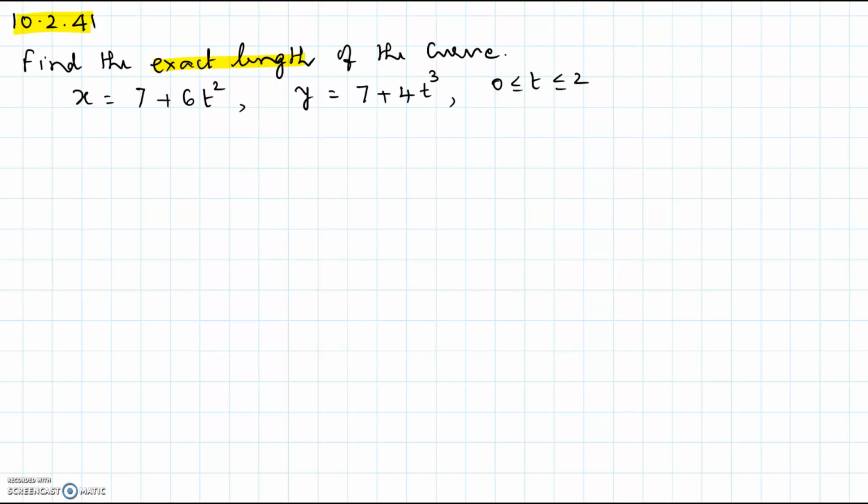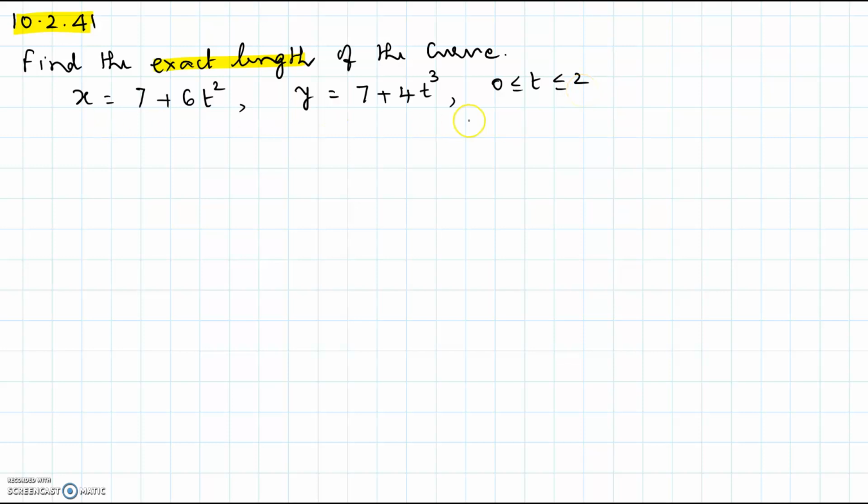Hi, in this video, I will be showing you problem number 41 of chapter 10 section 2. Find the exact length of the curve x equal to 7 plus 6t square, y equal to 7 plus 4t cube. T lies between 0 and 2.